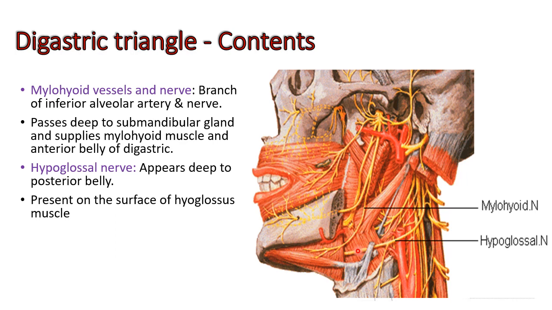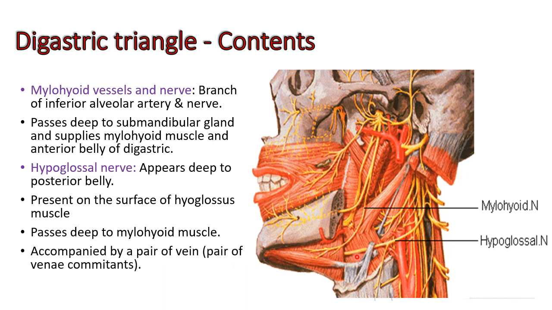And one thing is, it will be accompanied by a pair of veins. Okay, on the surface of the hyoglossus, you can see it will be accompanied by a pair of veins, that is your venae comitantes. Usually artery only has venae comitantes, but here the nerve has a pair of venae comitantes. That is the peculiarity of the hypoglossal nerve. It actually supplies the muscles of your tongue, the 12th cranial nerve. Then it passes deep to the mylohyoid muscle.